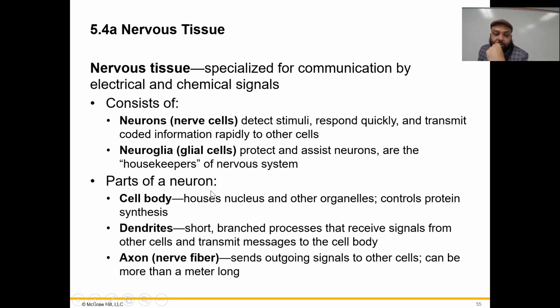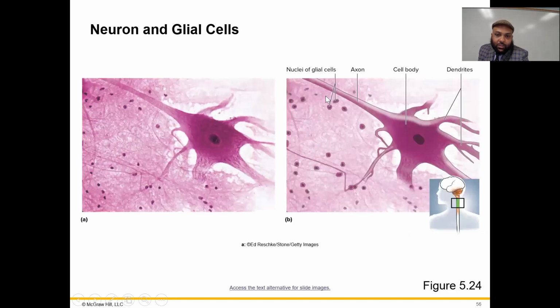Parts of the neuron: the cell body houses the nucleus and other organelles and controls protein synthesis. Dendrites are short branched processes that receive signals from other cells and transmit messages to the cell body. Axons are nerve fibers that send outgoing signals to other cells, and they can be more than a meter long. These are the glial cells, the supportive cells, and these are your neurons.